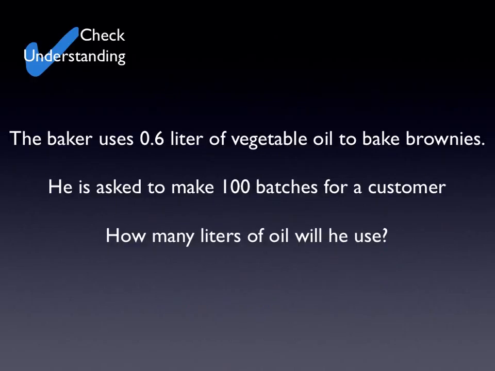Okay, back to the baker. The baker uses 6/10 of a liter of vegetable oil to bake brownies. He's asked to make 100 batches for a customer. How many liters of oil will he use? So we've got 6/10 times 100. We could also say 6/10 times 10 to the second power, but it's still going to come out to be 600 liters of oil.